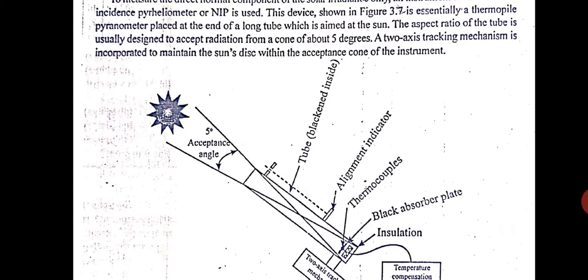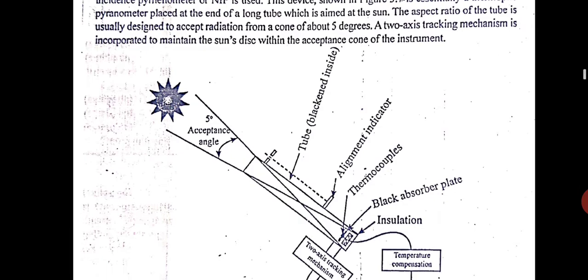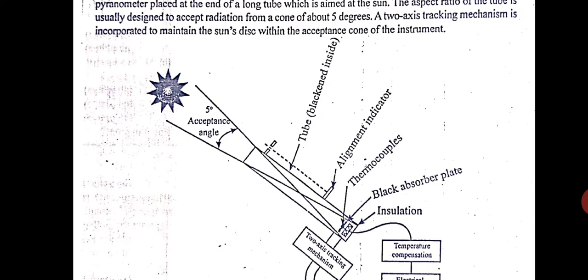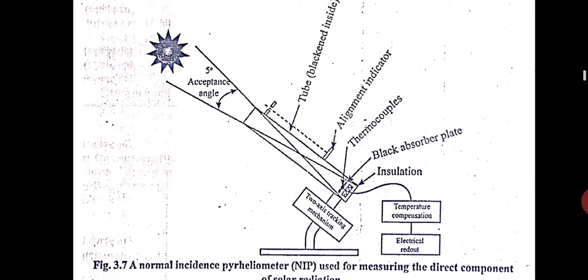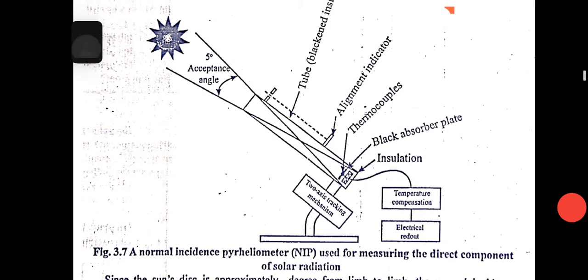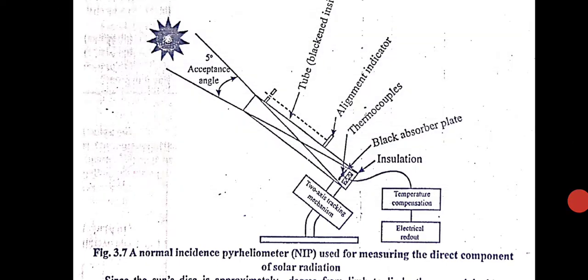So it will be within the acceptance angle of 5 degrees from the earth. So the sun will be directly falling onto the black tube, and it has got a 2-axis tracking mechanism to maintain the sun disk within the acceptance cone of the instrument. So you can see the normal incidence pyrheliometer, NIP, used to measure the direct component, that is beam radiation.